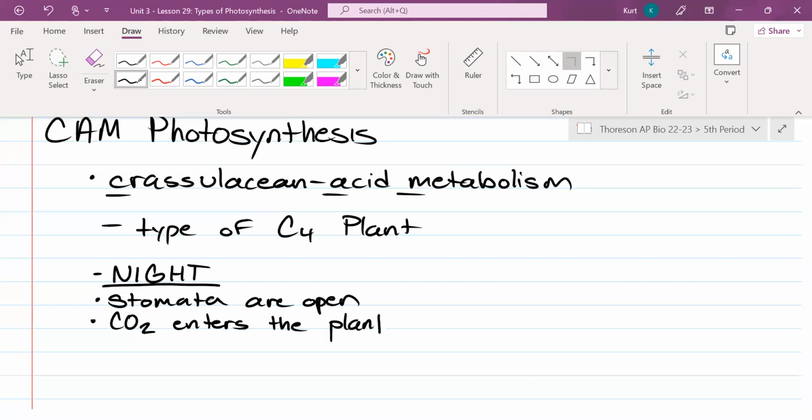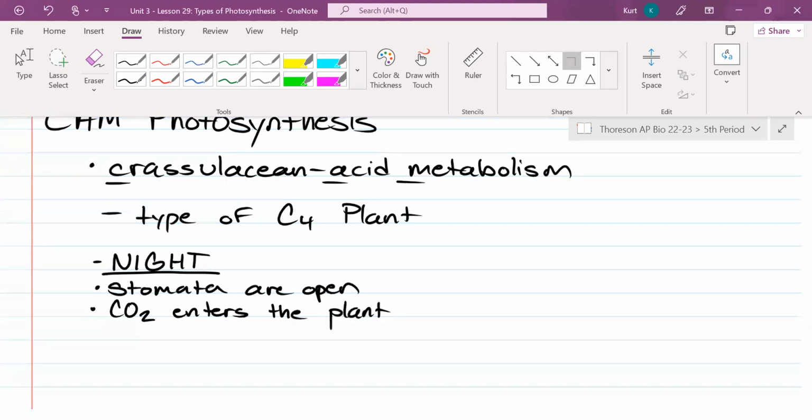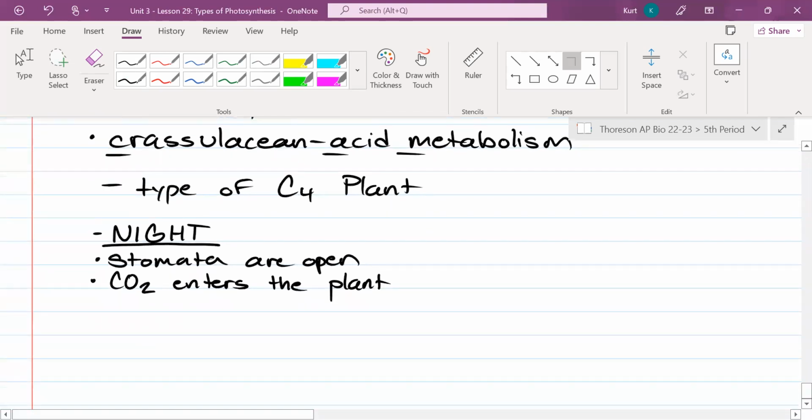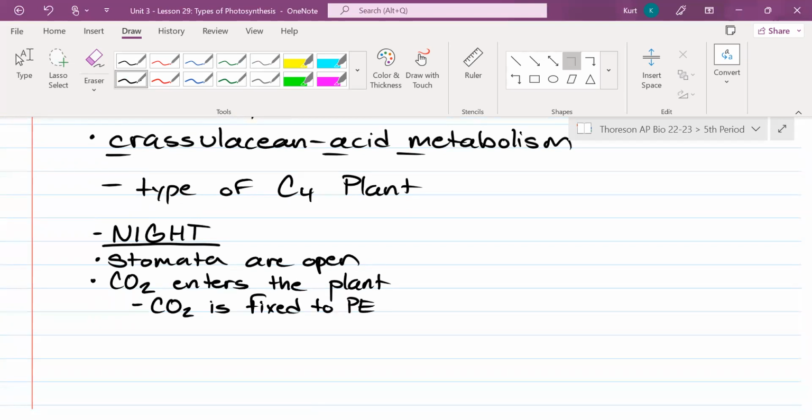And think back to the C4 diagram that you just did. What does CO2 get fixed to in a C4 plant? Look back at your drawing. What does carbon dioxide get fixed to in a C4 plant first? PEP. CO2 is fixed to PEP. And then everything stops.